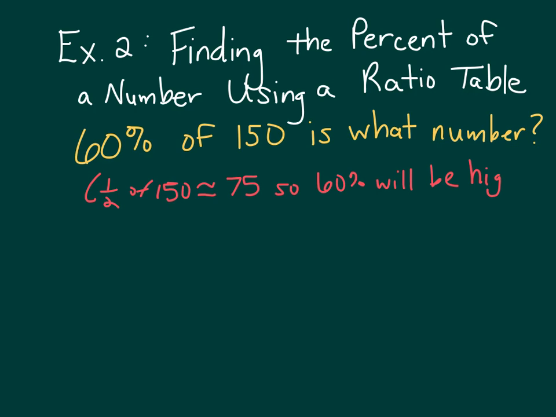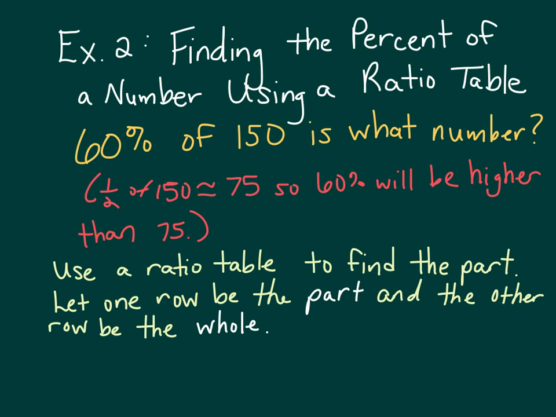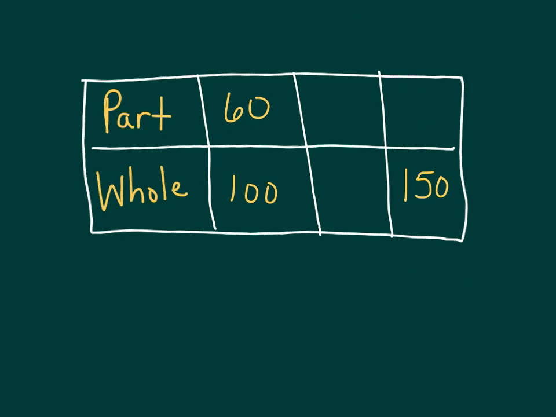And again, I just want you to kind of keep that in mind as we go through the steps to make sure that you're on the right track when you get all the way done. So it'll be higher than 75, and we'll check that in a little while. So when we set up our ratio table, we're going to use one row to represent the part of the whole and the other row to be the whole. And then in this case, we're going to find an equivalent ratio to 150, where 150 is the whole number. So let's look at how that gets set up.